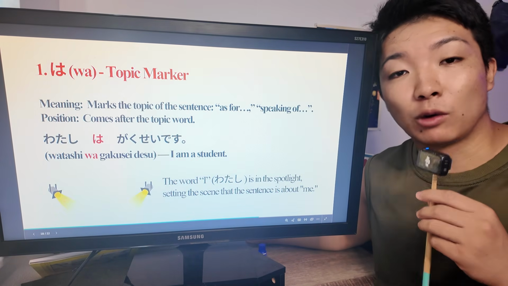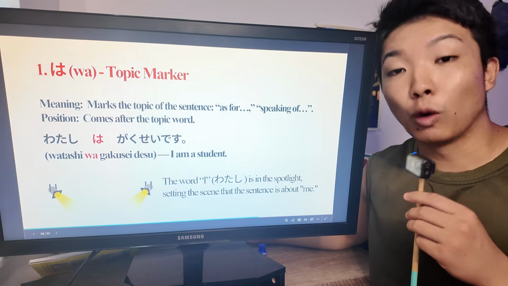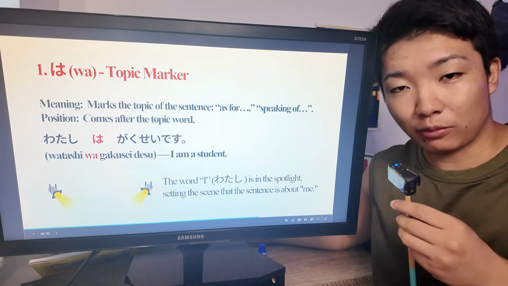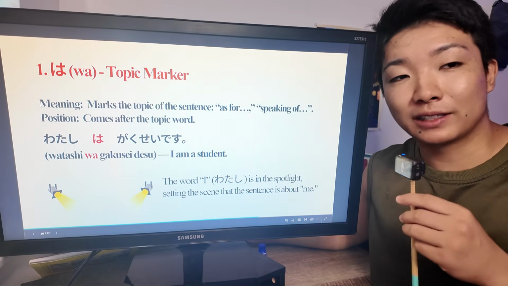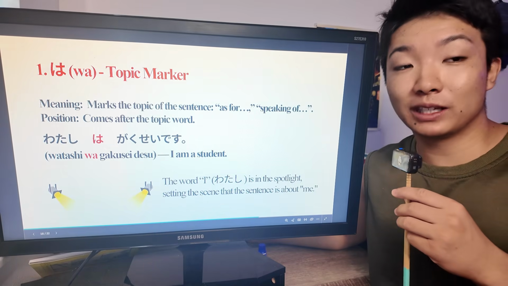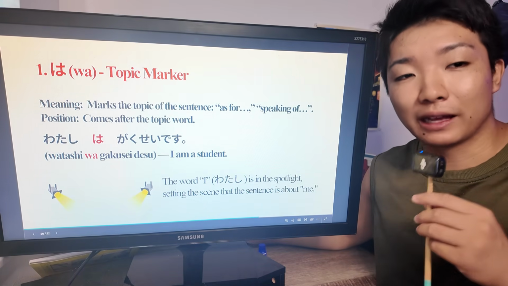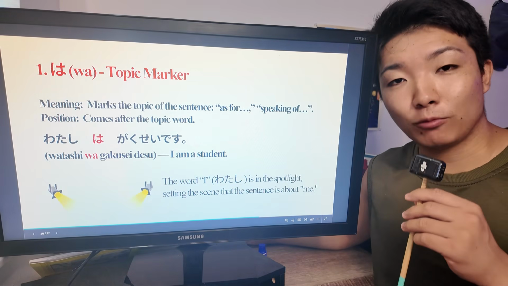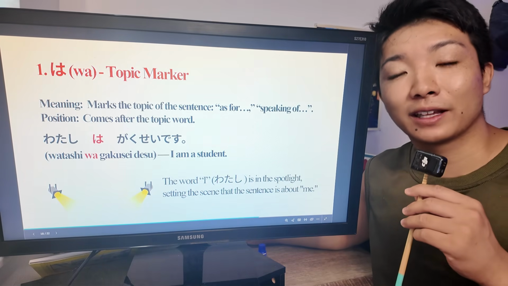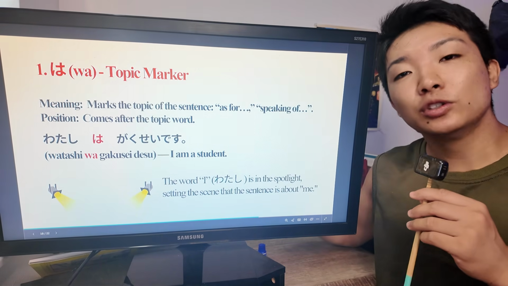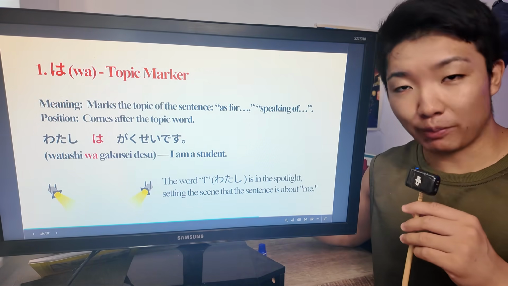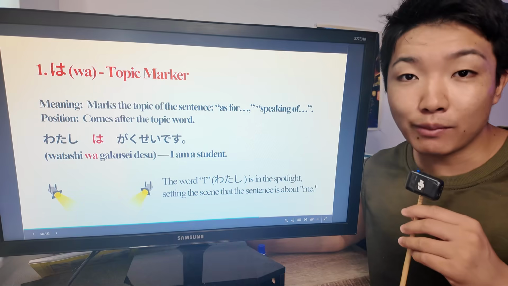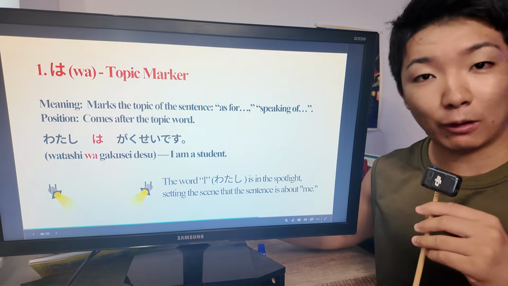So first of all, let's talk about the wa particle, which is the topic marker. The wa particle marks the topic of the sentence, like "as for" or "speaking of" in English. Make sure it comes after the topic word. For example, 私は学生です. It means I am a student. The word I, 私, which is the topic, is a spotlight setting the scene that the sentence is about me. So you just need to put the wa right after the topic, like 私は, あなたは. The topic can be anything: an animal, a car, a house, a country.